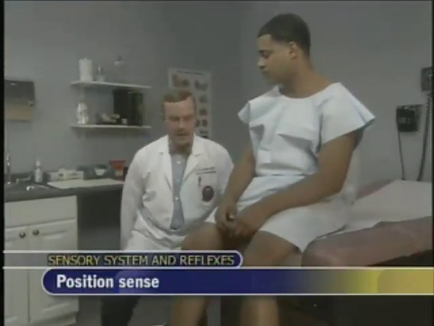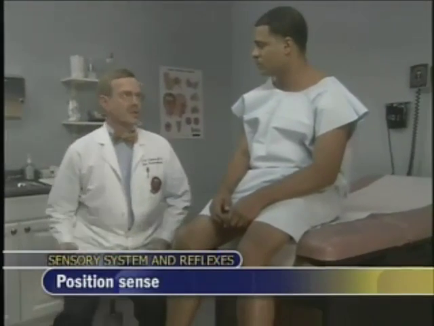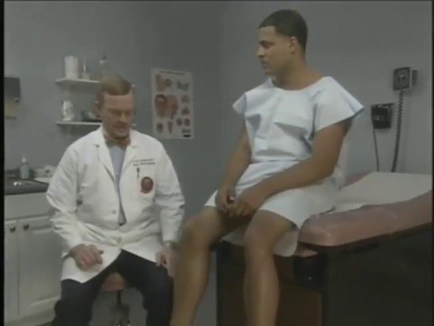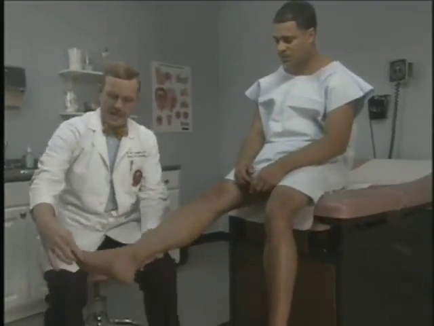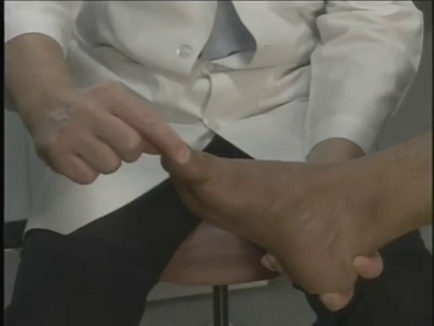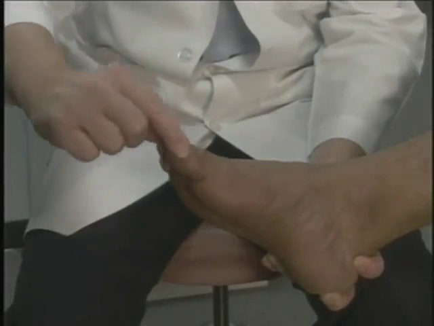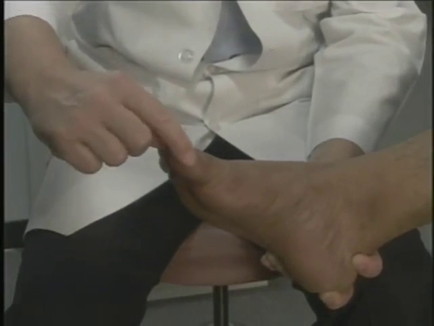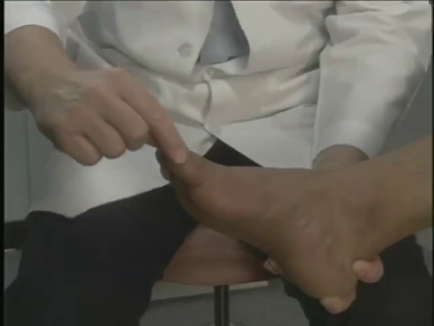For the next part of the exam, test position sense. Next, I'm going to test position sense in your feet. Hold the big toe with your thumb and index finger, holding the sides of the toe. Avoid touching the other toes. First, move the toe up and down, identifying each position as the patient watches.